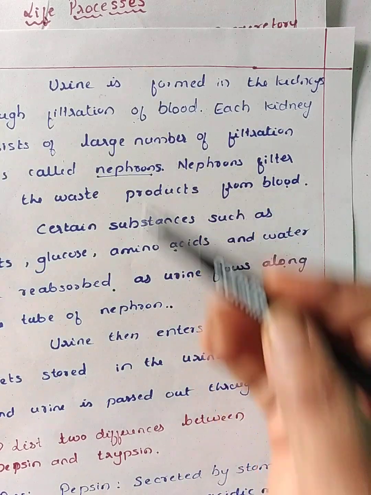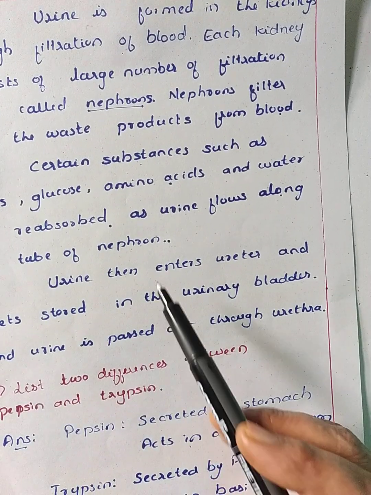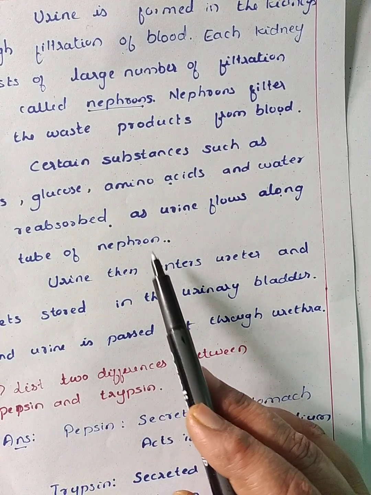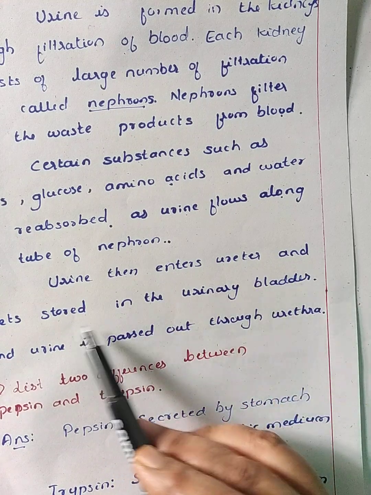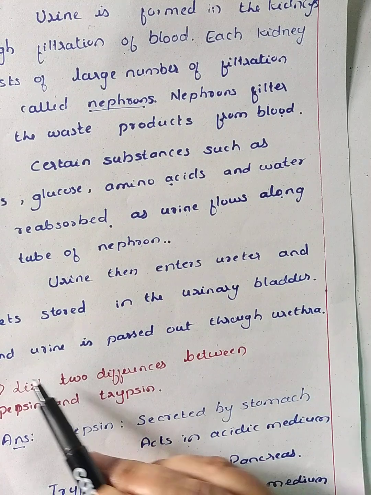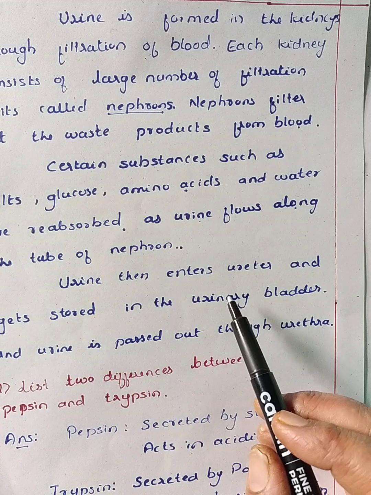You will get the idea by seeing the structure of the kidney in the textbook. Keep the textbook and read this. And urine then enters the ureter and gets stored in the urinary bladder, and urine is passed out through the urethra. So this much is the answer.